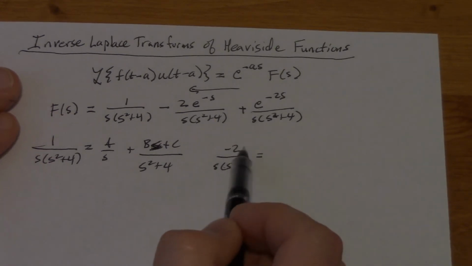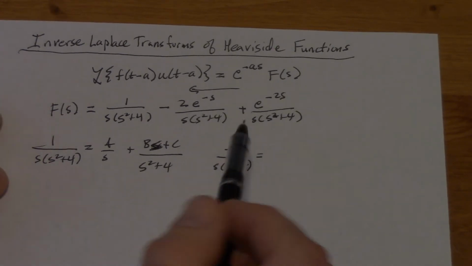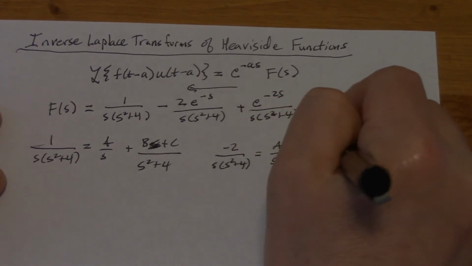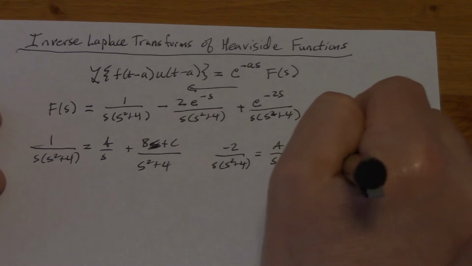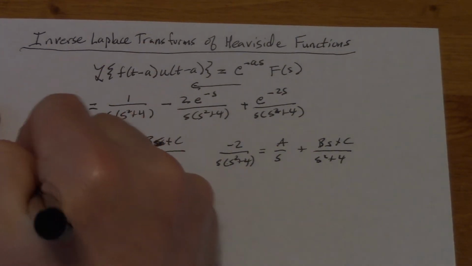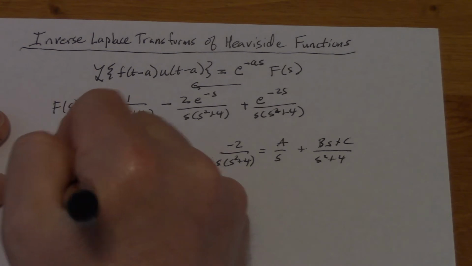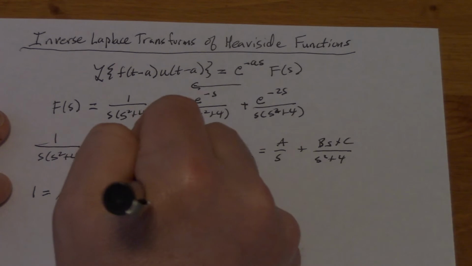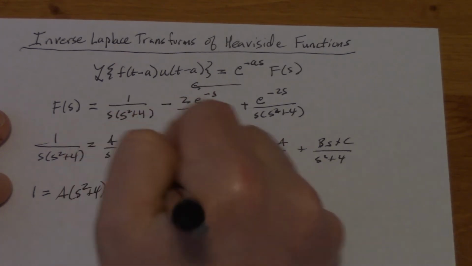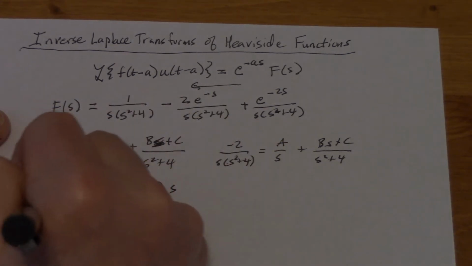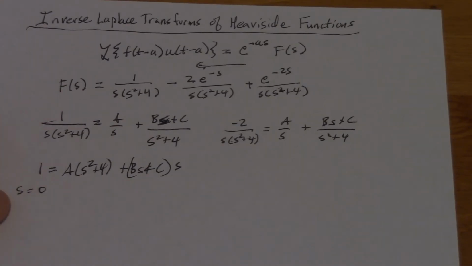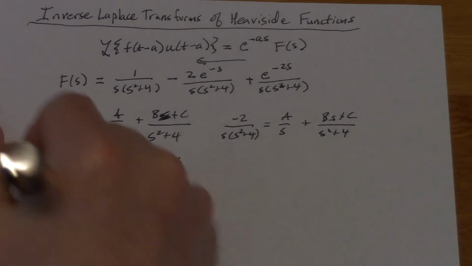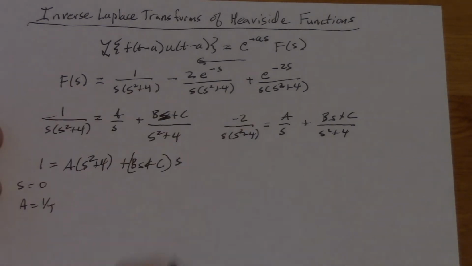If you have more terms up here, so if you have an s term up here, you're going to need to do a completely different one. So that's going to be A over s plus (Bs plus C) over (s squared plus 4). The equation we get out of this is 1 equals A(s squared plus 4) plus (Bs plus C)s, and there's only one nice value, it's 0. But the rest isn't too terribly bad. If s equals 0, all that's 0, so we get 4A equals 1, so A is 1/4.